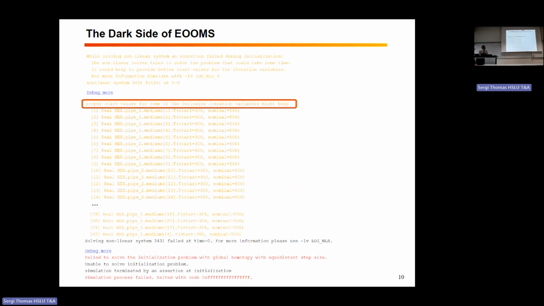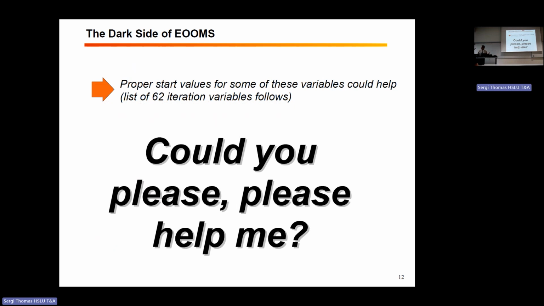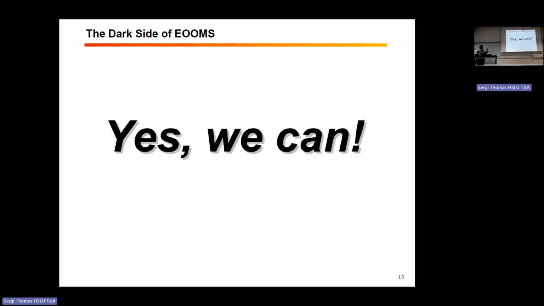And then what? So, well, the tool tells you something. If you can read that, the color is not really great, not my fault. Well, yeah, this is OpenModelica, so it could actually be my fault, but never mind. Proper start values for some of the following iterations, variables might help. And then there's a very long list of iterations variables, all the way up to 62. So the tool is telling me, please give me better start values. Wow. So I'm quoting the Beatles here. Could you please help me? And the answer is now, yes, we can help you with this method.